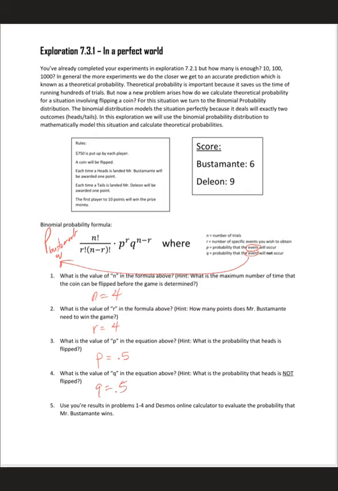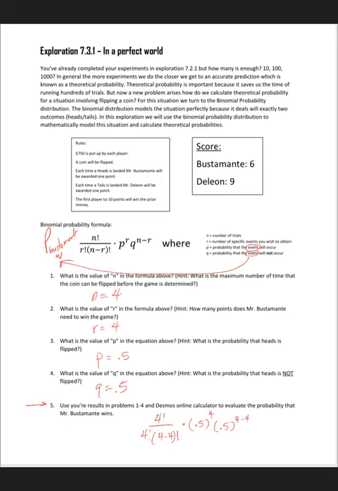So we're going to put all this into Desmos and go ahead and calculate Mr. Bustamante's actual probability of winning, my theoretical probability. So I'm going to plug it all in. I could plug it in by hand: 4 factorial divided by 4 factorial times (n minus r) factorial, which is 4 minus 4 factorial, times the probability of winning, 0.5 to the 4, times 0.5 to the 4 minus 4.